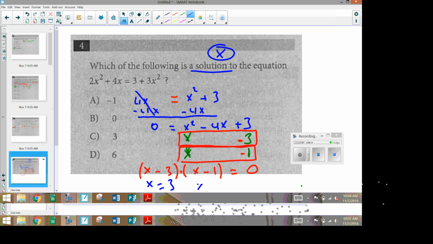3. What makes here 0? 1. So what is the answer? C, because we don't have 1. Either one will be the solution.